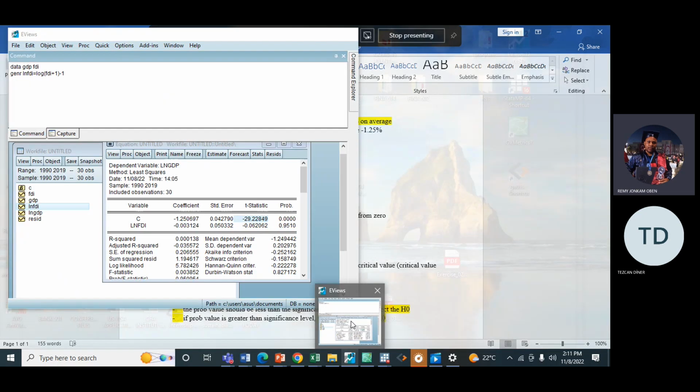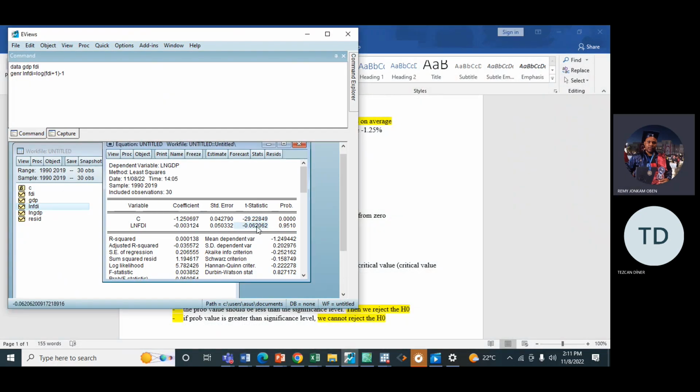Look at the slope coefficient. Look at the T statistic. It is minus 0.06. What's the absolute value? Absolute value is 0.06. Absolute value means that if there is a negative sign, just remove the negative sign. If it is positive, fine. But if it is negative, consider it without the negative. So here it is 0.06. Is 0.06 greater than 2? No. It is less than 2, right? Which means we cannot reject the null.